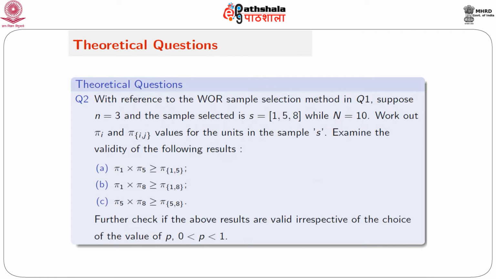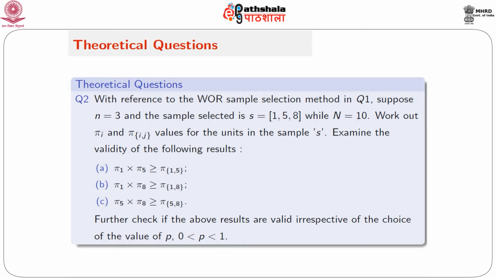With reference to the without replacement sampling selection method in question 1, suppose n equals 3 and the sample selected is s equals {1, 5, 8}, while capital N is 10. Work out pi_i and pi_ij values for the units in the sample s. Examine the validity of the following results: pi_1 times pi_5 is more than or equal to pi_{1,5}; pi_1 times pi_8 is more than or equal to pi_{1,8}; pi_5 times pi_8 is more than or equal to pi_{5,8}. Further, check if the above results are valid irrespective of the choice of the value of p lying in (0, 1).